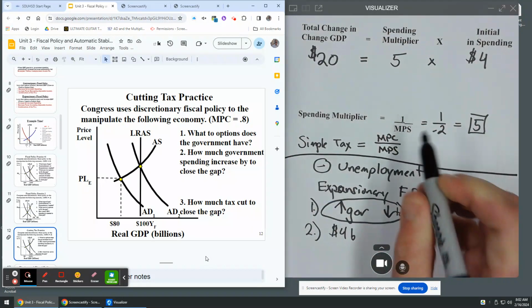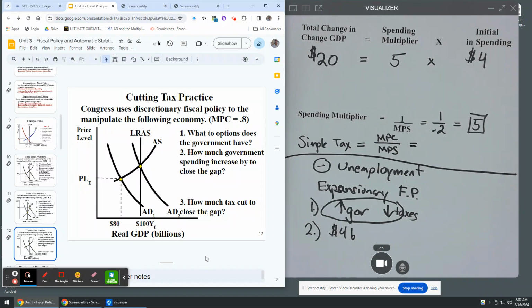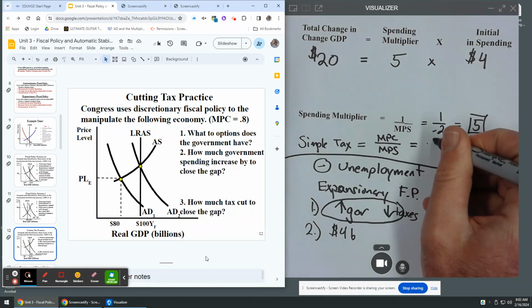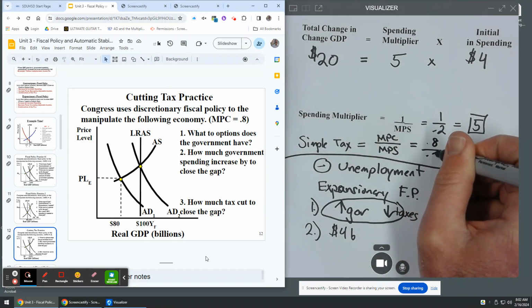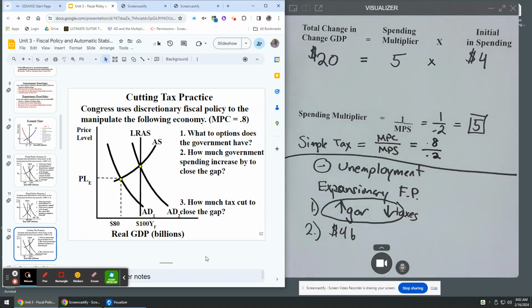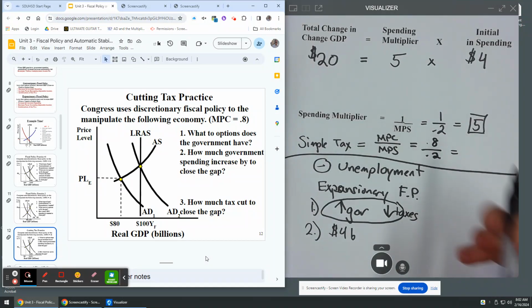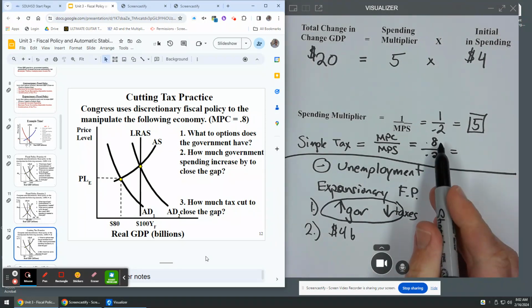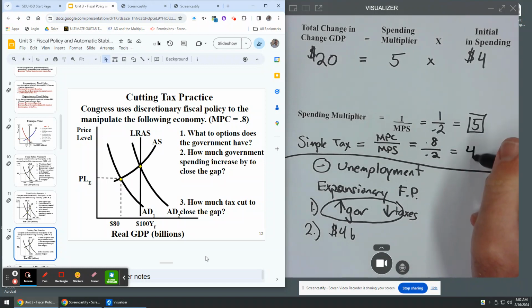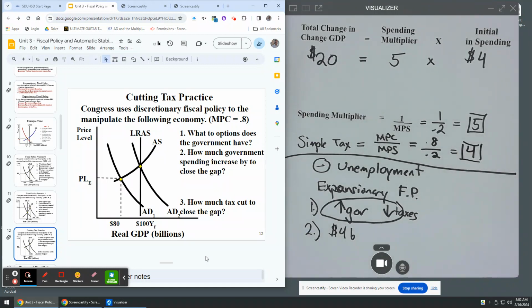Clear that out so we don't get messy. In this case, they said that our MPC is 0.8, which means my MPS is 0.2. 0.8 divided by 0.2 is 4. Again, if the decimals freak you out, just ignore them. 8 divided by 2 is 4. I can always check my work and say, hey, was the tax multiplier less than the spending multiplier by 1? It was, so I'm good.